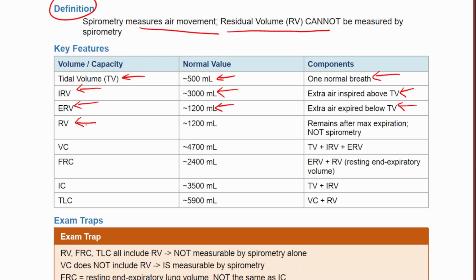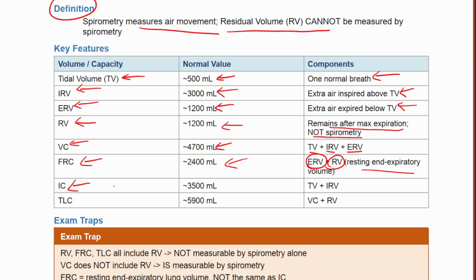Residual volume, RV, has a normal value of 1200 ml and represents the air that remains in the lungs after maximum expiration. Remember, this is not measurable by spirometry. Vital capacity sits at 4700 ml and is the sum of TV plus IRV plus ERV. Functional residual capacity is 2400 ml and is calculated as ERV plus RV, representing the resting expiratory volume.